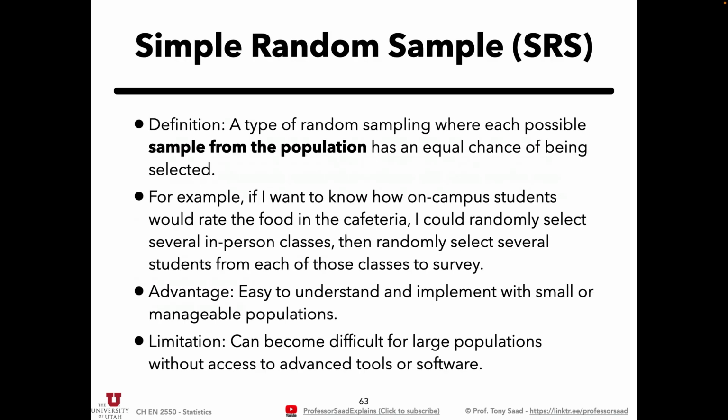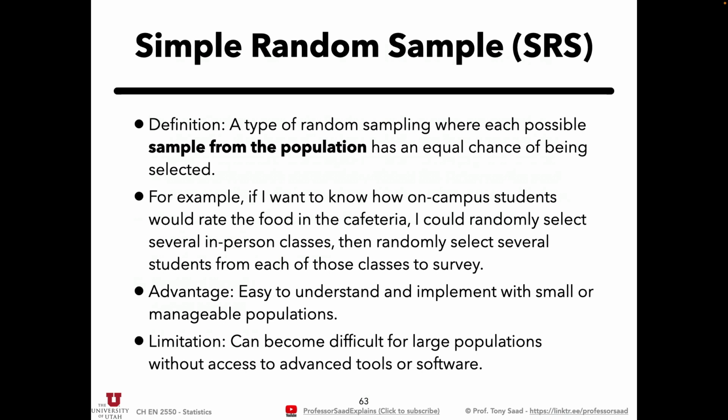A simple random sample is similar to random sampling, but it's a type of random sample where each possible sample of the population has an equal chance of being selected. I'll give you an example. If I want to know how on-campus students would rate the food in the cafeteria, I could randomly select several in-person classes. So I would take a bunch of samples from the population, and then randomly select several students from each sample. Okay, so I would take all the in-person classes first. Okay, so now that reduced.